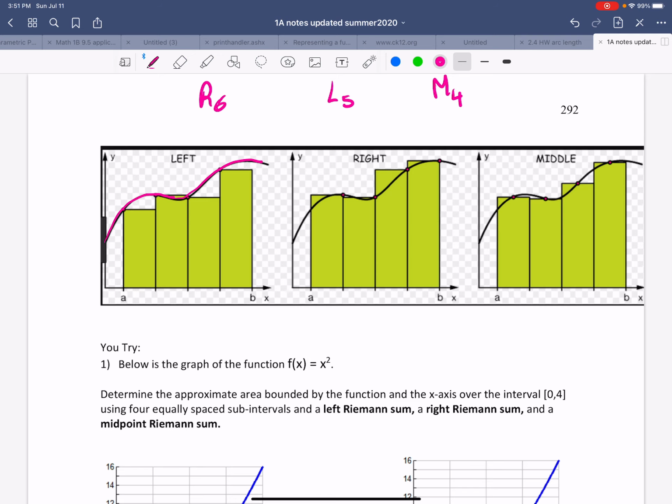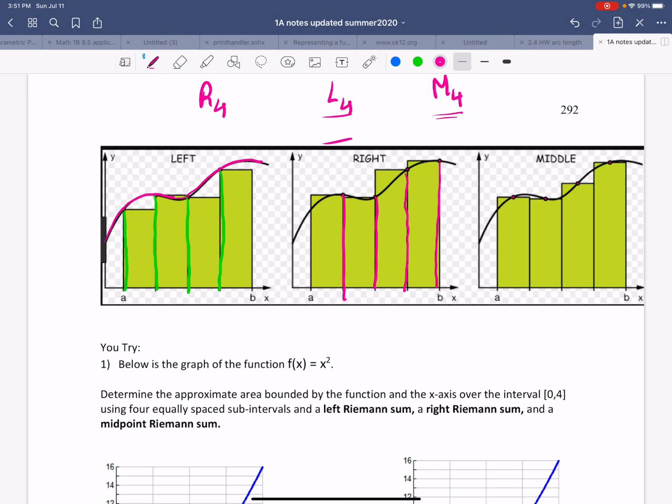When we use the left-handed sum, the heights that I will be using will be the left-handed heights. For the left-hand sum, these are the heights that will be used. For the right-handed sum, the heights that will be used will be the right side heights for each rectangle. This example was R4 because we have 4 rectangles. R4, L4, and the next one is M4.